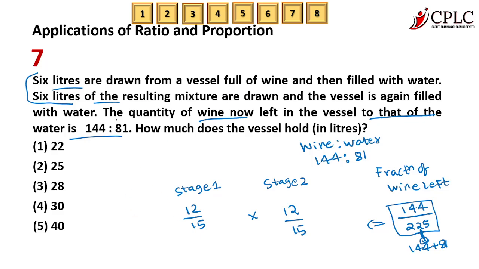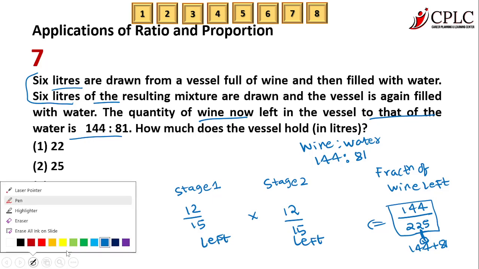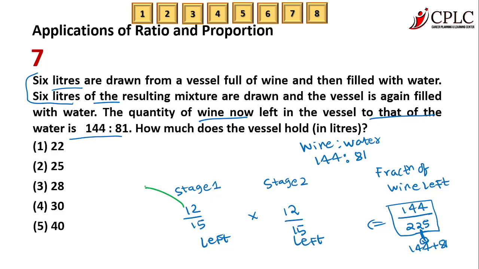But now what they had done is they had removed 6 liters. This is leftover. Now think about this. If 12 by 15 is left, how much would have been removed? So clearly 3 by 15 would have been removed in stage 1 and stage 2. But ours is 3 by 15, which is 1 by 5 if you reduce, and theirs is 6 liters, because they are saying 6 liters is removed basically. So ours is 1 by 5, which is 3 by 15, which is theirs 6 liters.